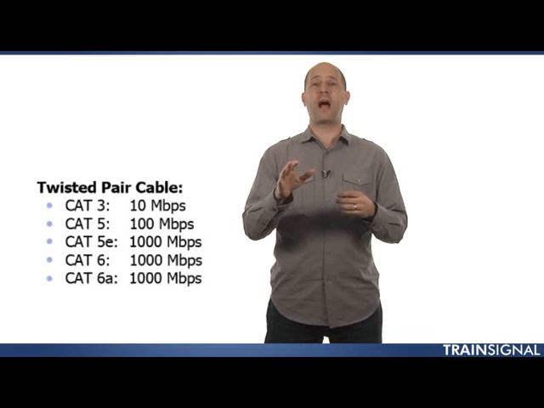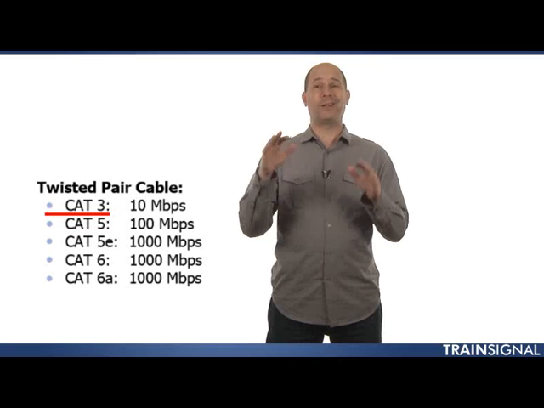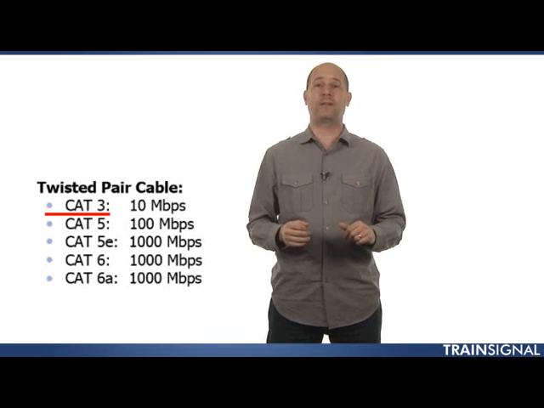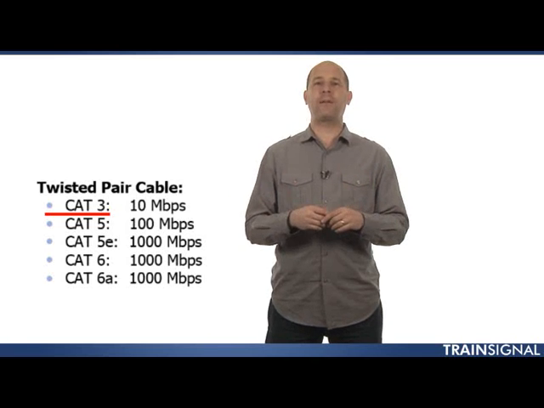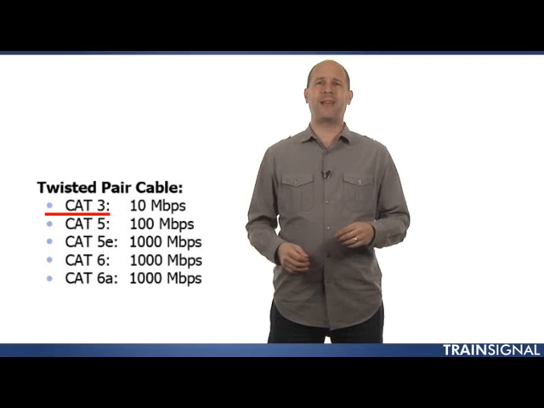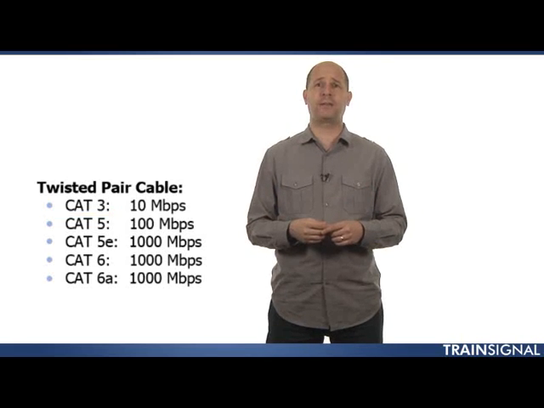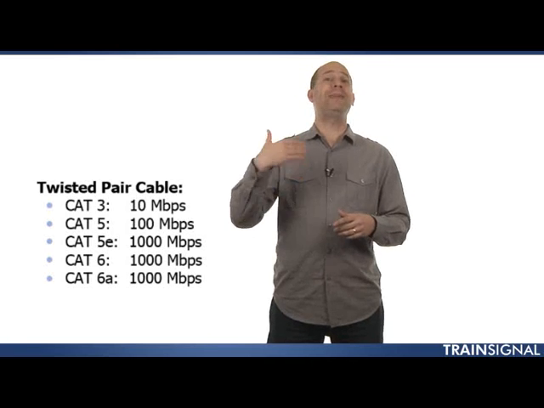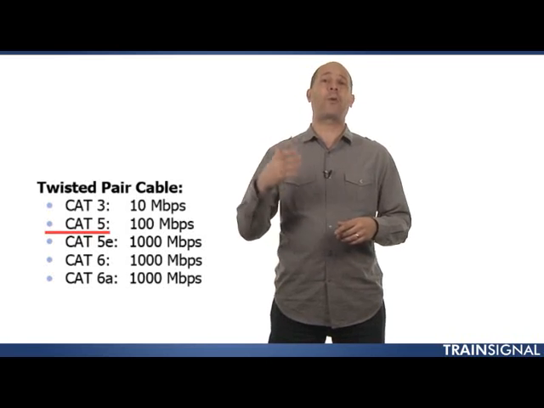So if we start off at the top with category 3, you'll notice that that maxes out at a lowly 10 megabits per second. For that reason, you really won't see category 3 cable out there anymore because you have to go all the way back to like the 1990s to have networks that were considered satisfactory at 10 megabits per second. Really, the beginning of where you'll see today's twisted pair cabling, it starts at category 5.